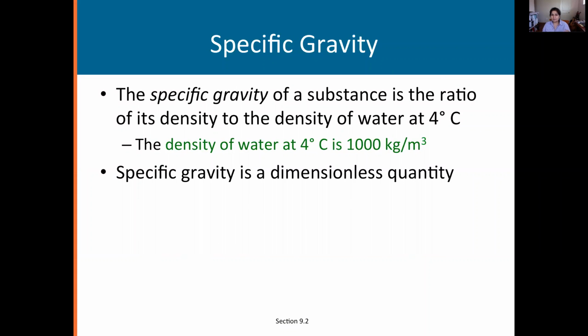Okay, specific gravity. This is a number where we compare the density of any substance to that of water at 4 degrees Celsius. If you remember, I told you it's nice to know that water is 1000 kg per meter cubed at 4 degrees Celsius. This is pure water, okay? Because when we divide any other density by this, we're going to lose the units because they'll get cut out, and we'll just get a number. That number is specific gravity. So it's a dimensionless quantity, okay?